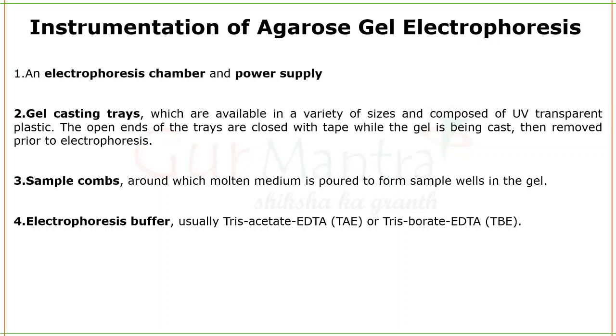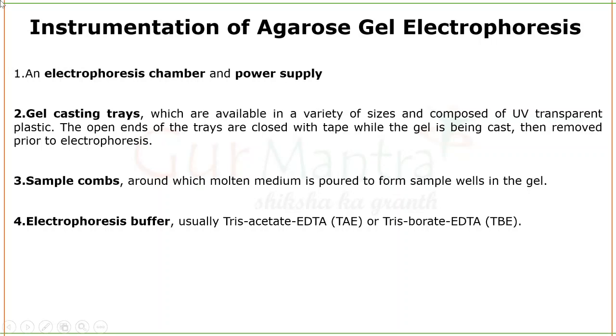So you will have a gel casting tray. You will keep your combs and then pour your agarose. The melted, molten agarose with ethidium bromide you will pour, and you will allow it to solidify. You will allow it to cross-link and solidify. After it is done, you will remove the comb. Removal of the comb means you will have wells. As you remove the comb, there will be gaps, and those gaps are nothing but the wells in which you can inject your sample DNA.